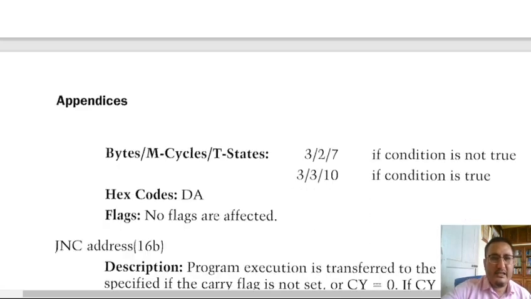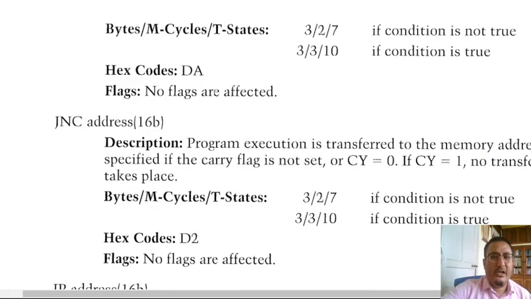Now, bytes, machine cycles and T states requirement. It requires 3 bytes, 2 machine cycles and 7 T states in the situation where the condition is not true, and it requires 3 bytes, 3 machine cycles and 10 T states if the condition is true. The associated hex code is DA. None of the flags are affected.